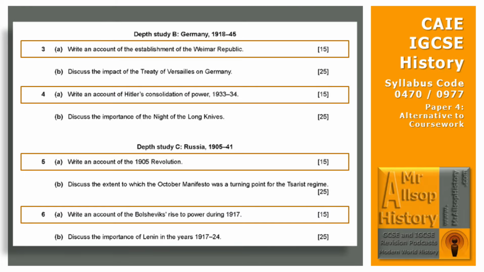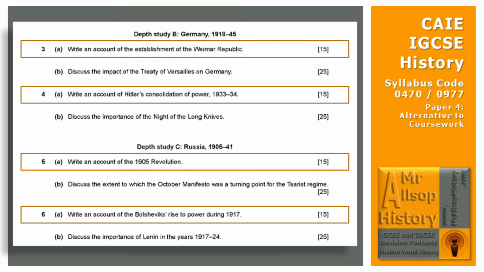So what we're going to do now is to look at each question type in turn, beginning with Part A, that's worth 15 marks. The question will ask you to write an account of something related to your depth study. For the Germany topic, the specimen paper provided by the exam board gives 2 example questions. The first is write an account of the establishment of the Weimar Republic. The second is write an account of Hitler's consolidation of power, 1933 to 34.